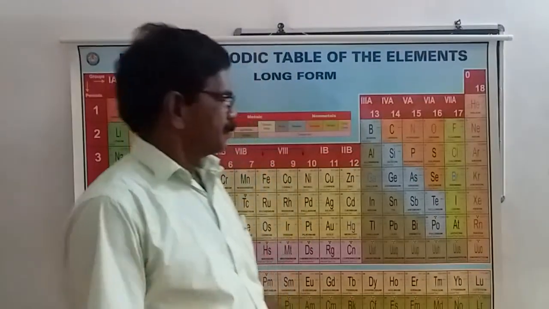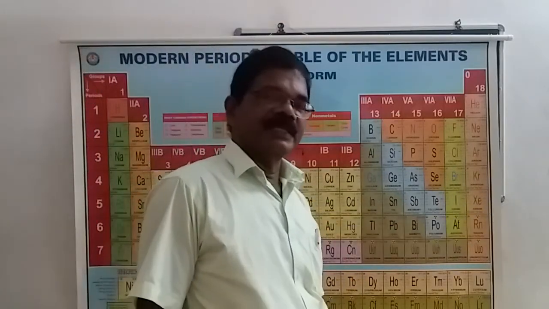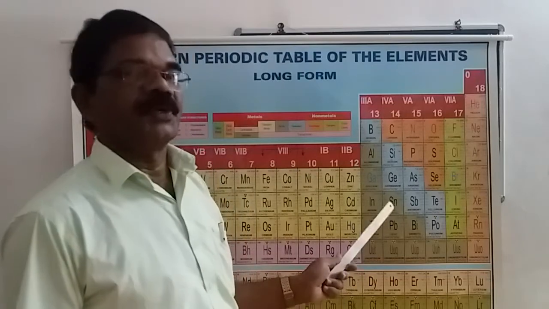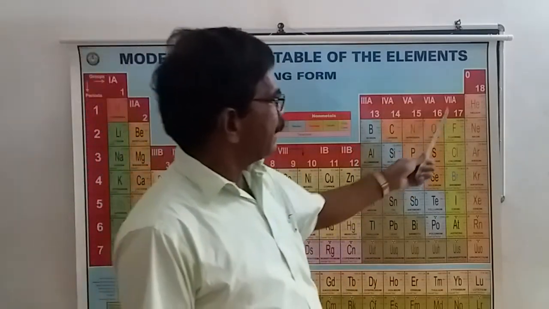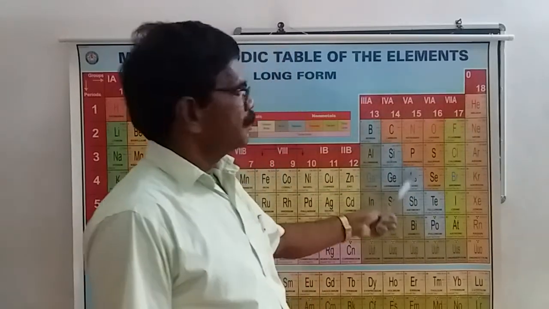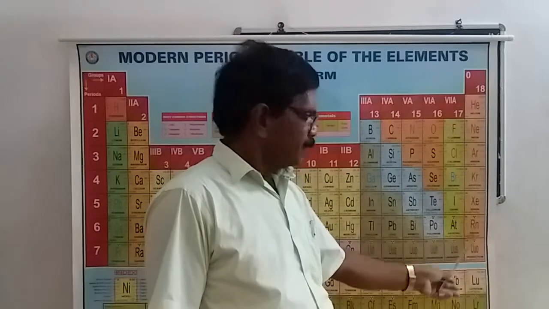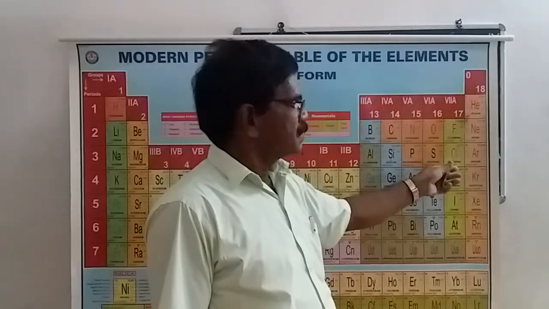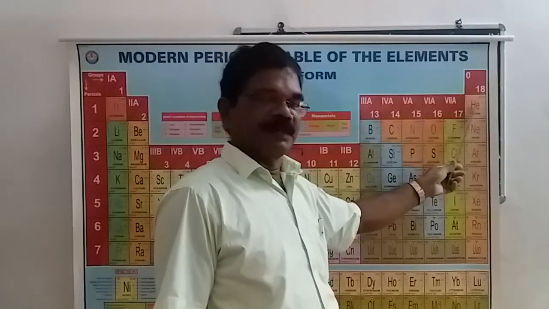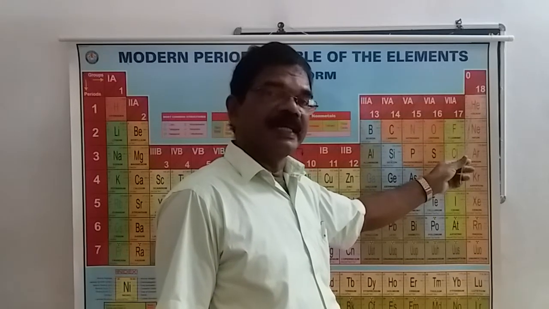Then we can come to another classification, the non-metals. We can see the non-metals in the periodic table on the right side. On the far right side are also the zero group elements. They do not take part in chemical reactions because they have a completed octet, filled shells.